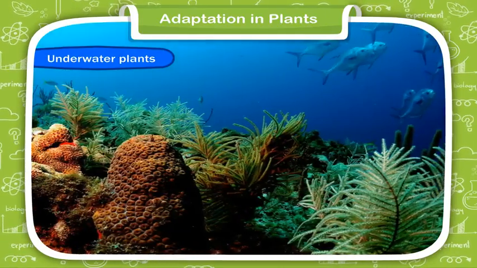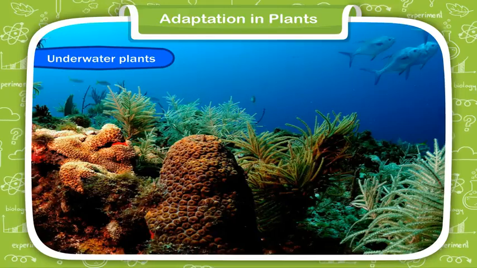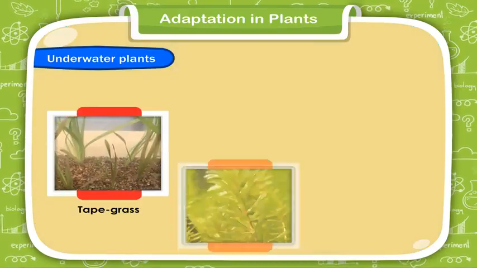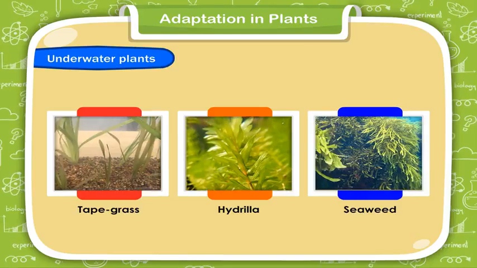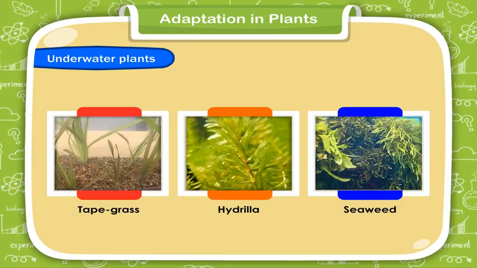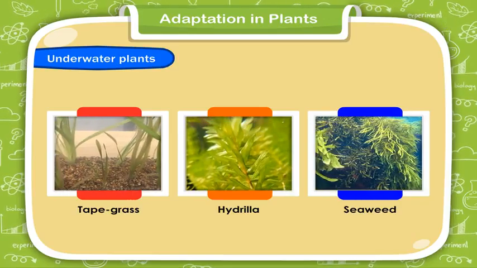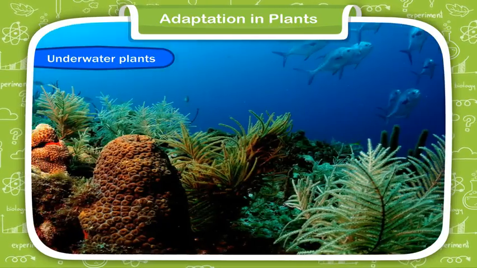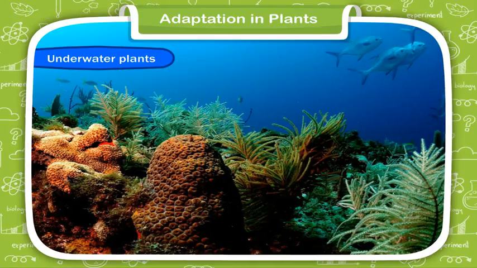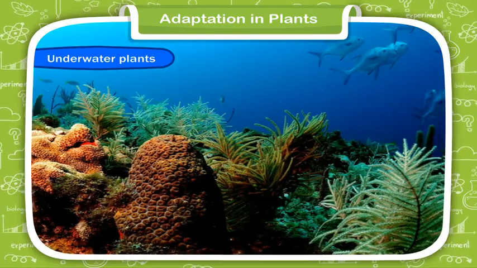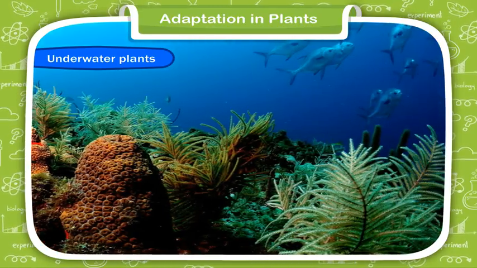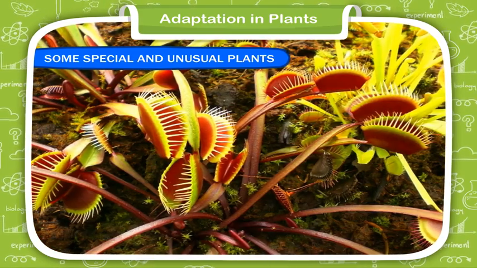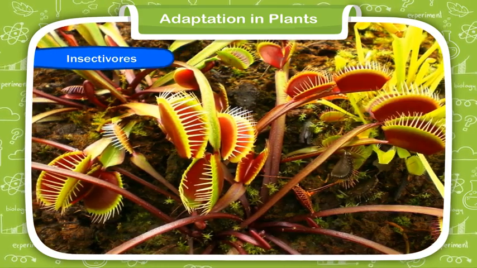Underwater plants. There are some plants that grow and remain completely under the water. Tape grass, hydrilla, seaweed, etc. are underwater plants. These plants have narrow leaves with no stomata. They are able to breathe through their surface. They are also called water cleaners because their breathing helps to keep the water clean. Some special and unusual plants.